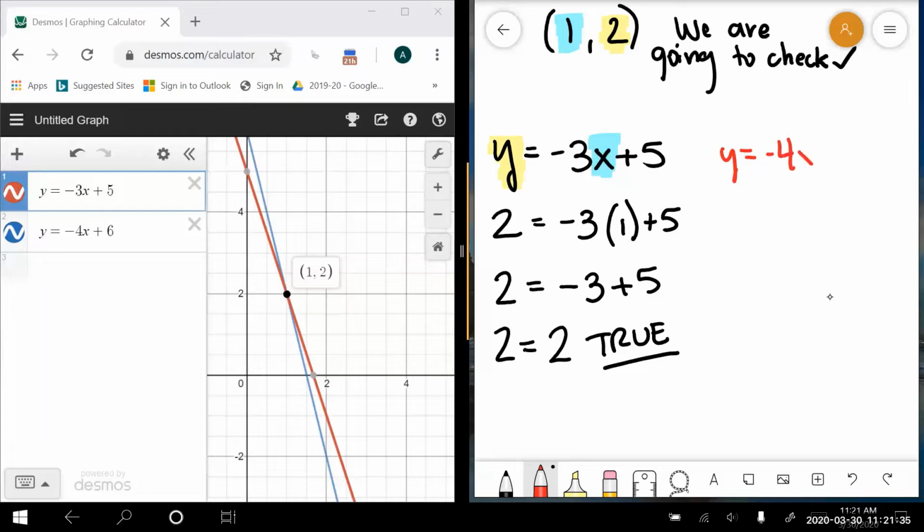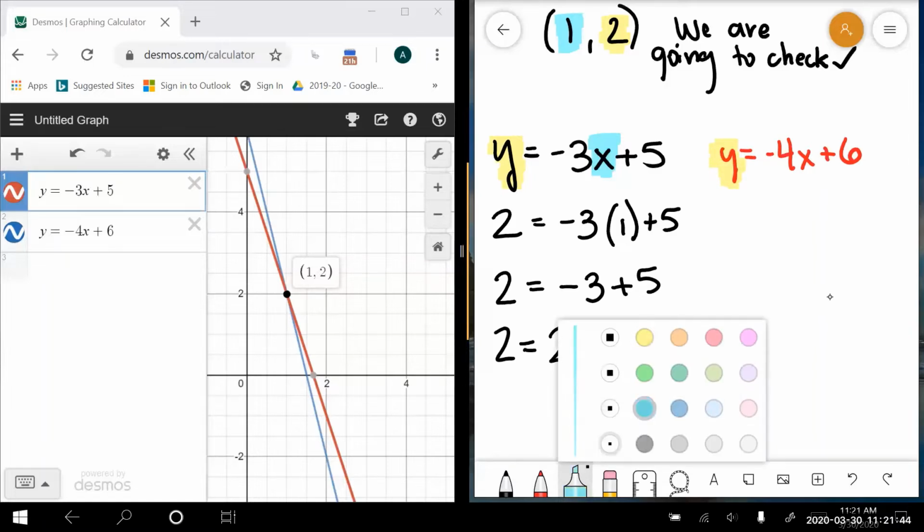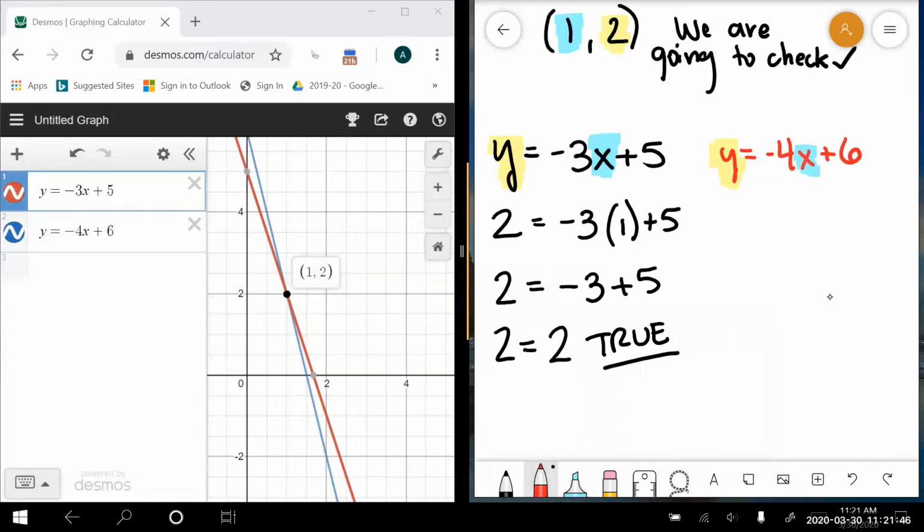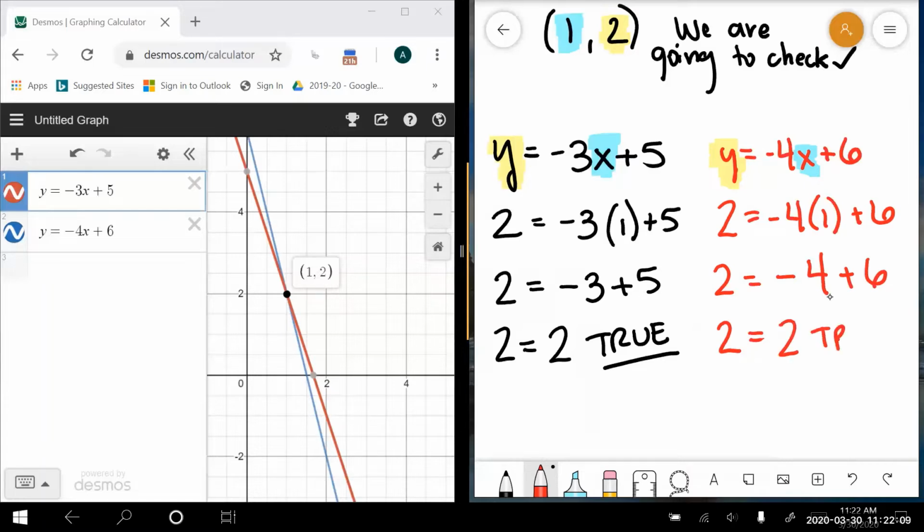Y equals negative 4x plus 6. Again, I'm going to substitute y, and I'm going to substitute x. So I've got 2 for y, 1 for x, and I'm simplifying. Nothing's happening to the 2. The negative 4 is being multiplied by 1, which is just negative 4. Again, nothing's happening to the 2, and negative 4 plus 6 is 2. So again, it's true. Okay, and this is how I know that 1, 2 is a solution to that system.